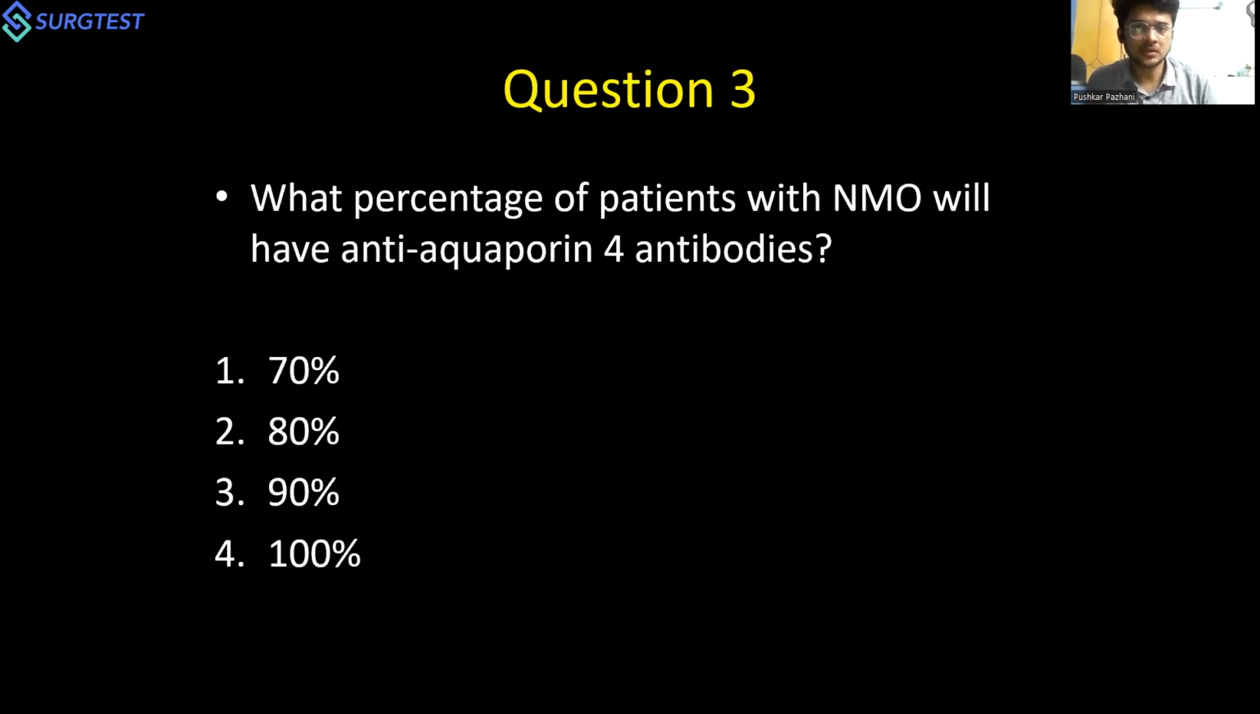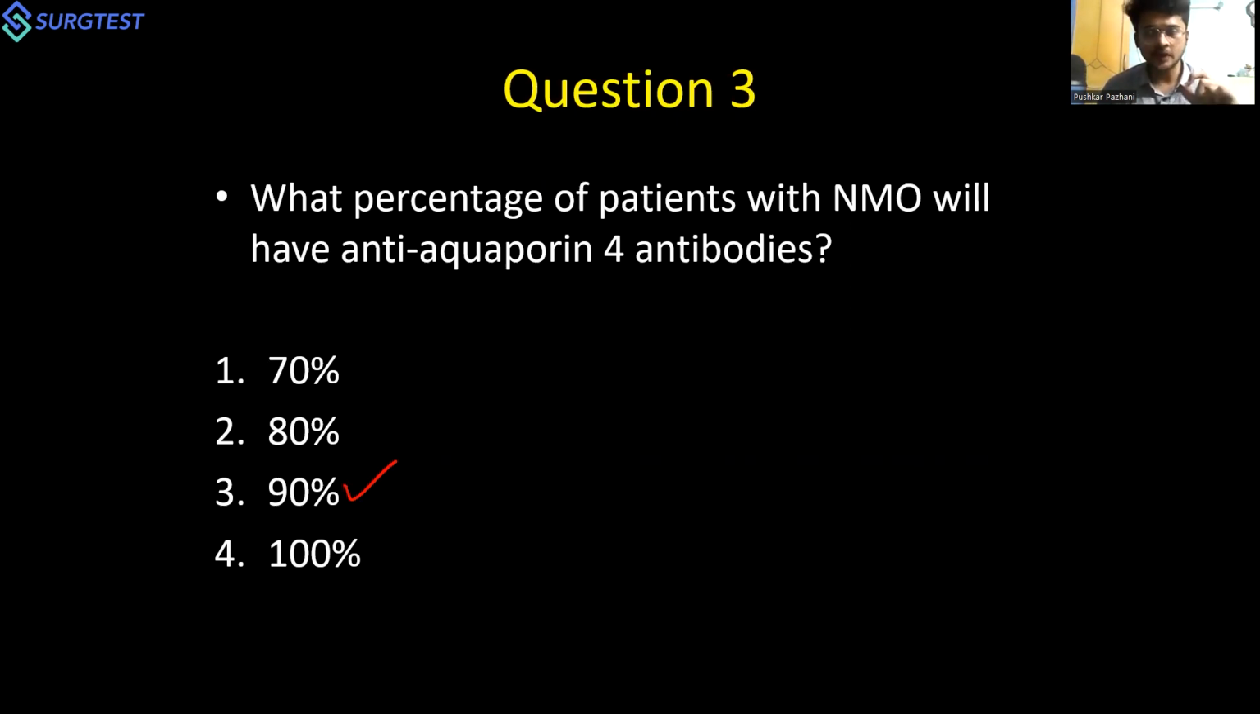Okay, we'll close the poll. Most of you have answered 80. That's close, but actually the answer is 90%. So 90% of patients with NMO will have a positive anti-Aquaporin 4 antibody.